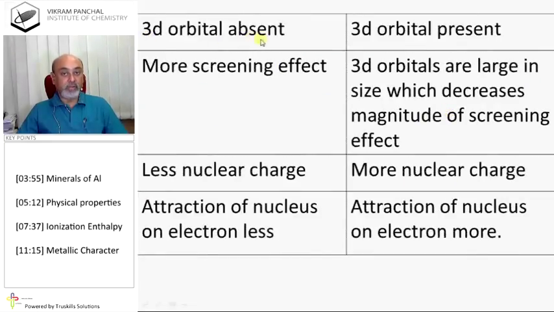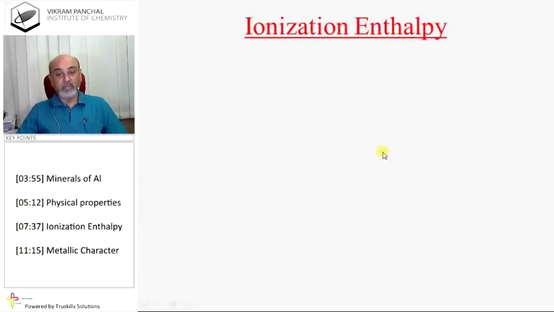So 3d orbitals are absent in aluminium, while in gallium 3d orbitals are present. In aluminium there will be more screening effect. 3d orbitals are large in size, which decreases the magnitude of screening effect in gallium. Aluminium has less nuclear charge, gallium has more nuclear charge. So attraction of the nucleus on electrons is less in aluminium, and attraction of the nucleus on electrons will be more in gallium. Therefore gallium is smaller than aluminium.